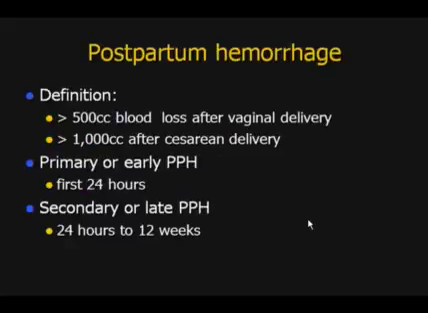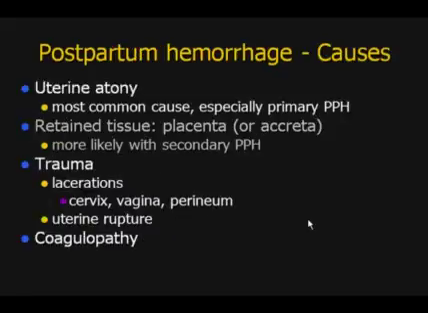Now, the area where ultrasound can often help in the postpartum period is hemorrhage. The definition of postpartum hemorrhage is more than 500 cc's blood loss after a vaginal delivery or more than 1,000 cc's after cesarean. It's usually separated into primary or early postpartum hemorrhage, which is typically defined as hemorrhage in the first 24 hours, and then secondary or late postpartum hemorrhage as that occurring 24 hours to 12 weeks postpartum.